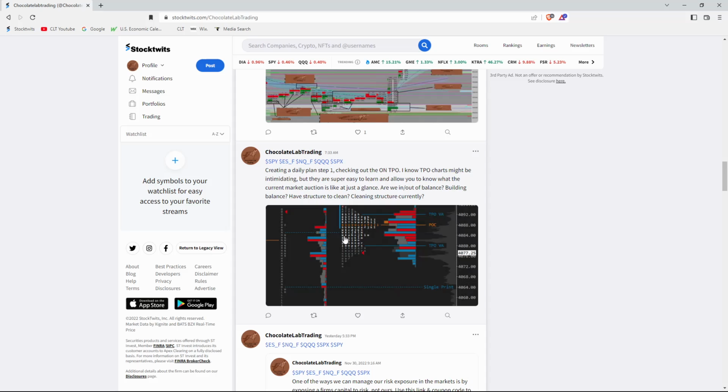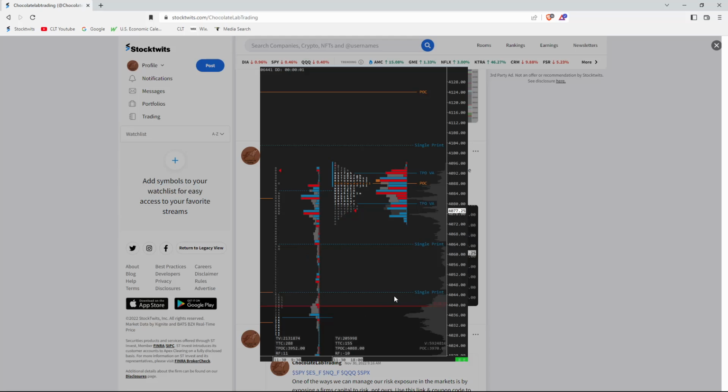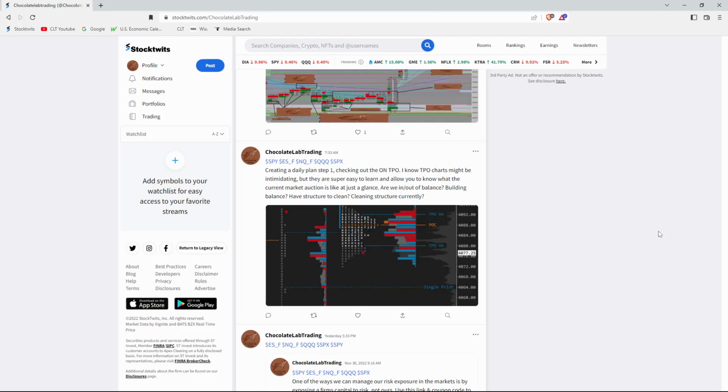Creating a daily plan, step one, checking out the overnight TPO as I do every morning, right? I see what the overnight session did. If you're unfamiliar with these types of charts, this is of course a TPO chart. These are market profiles. I know it could look super intimidating, a whole bunch of letters and whatnot, but they're super simple to learn. And when you do learn how to read them, you simply glance at it and you get the information that you need. Essentially, what you're taking from the TPO charts is market sentiment, current market structure, things like that.